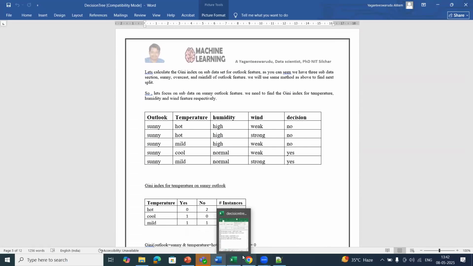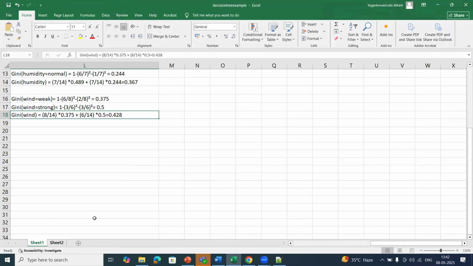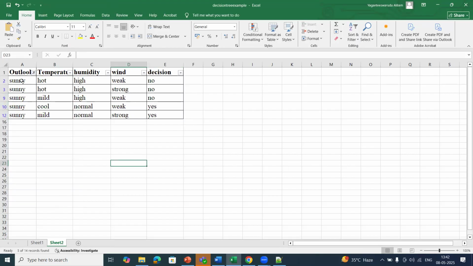If I go to my Excel sheet, Outlook is sunny. So totally how many records? There are 5 records. Up to this part, I already know this is Outlook is sunny on the left hand side branch. So what I need to do? I need to find whether the next intermediate node will be temperature or humidity or wind. So which one I need to take.